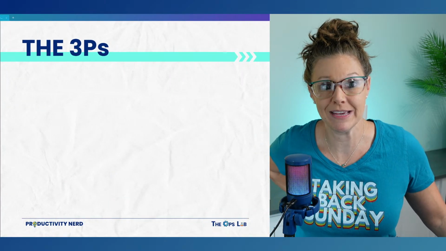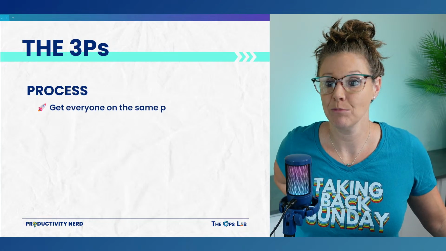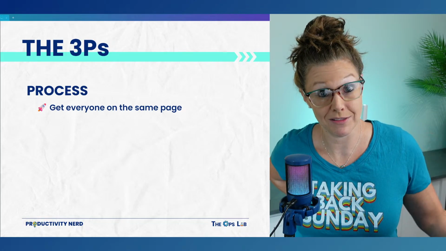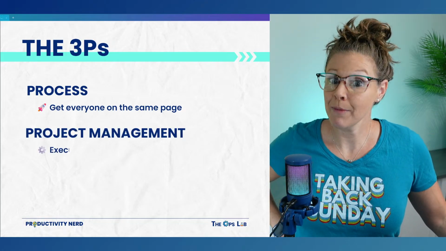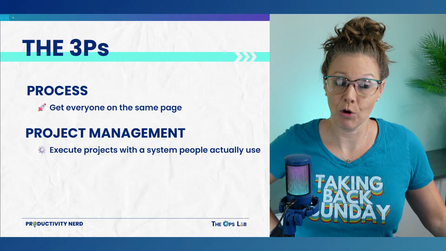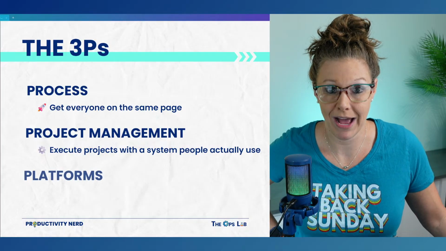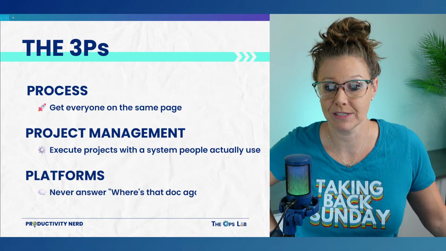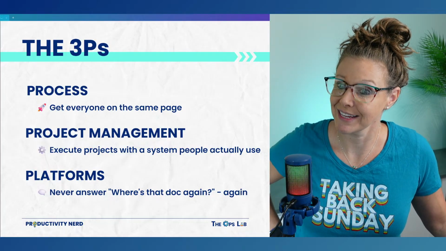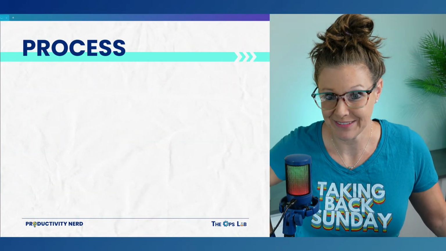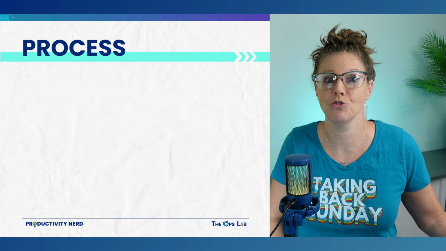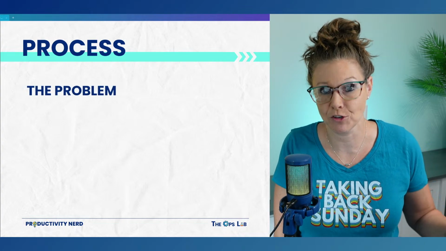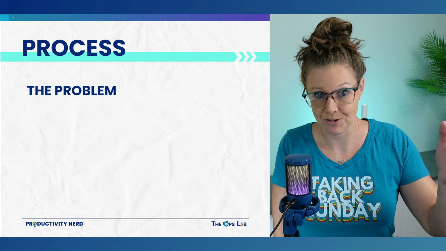All right, the 3 Ps, right? Process. Process addresses, we're going to get everyone on the same page. Project management is we're going to execute projects with a system that people will actually use. And then platforms. Never answer, where is that doc again? All right, so let's take a deeper dive into process. This is the first pillar of the Unfck Your Operations playbook.